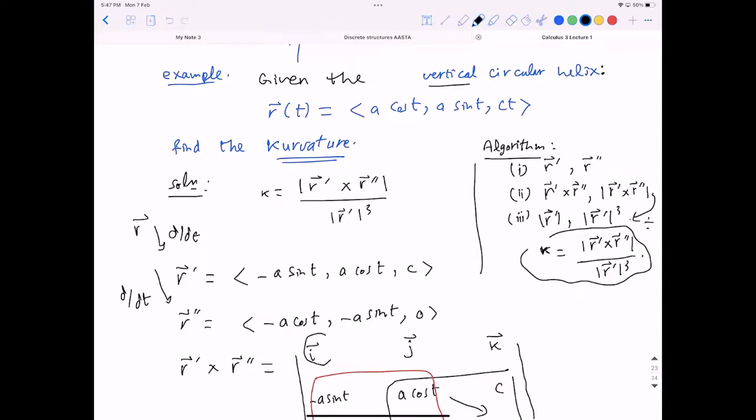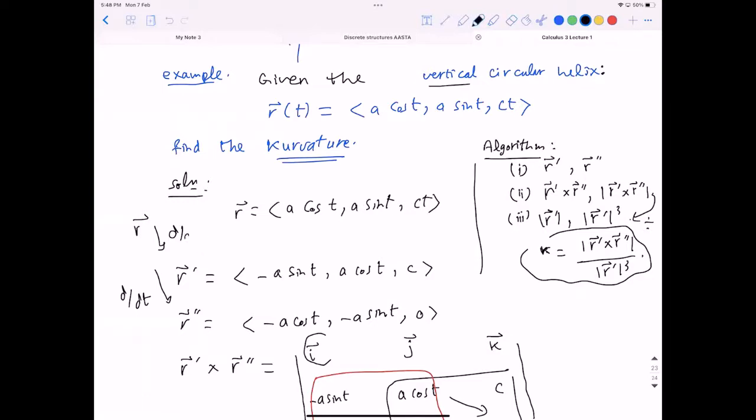So we are given R. Let's move this. Given R equals a cosine t, a sine t, ct. So take the derivative.